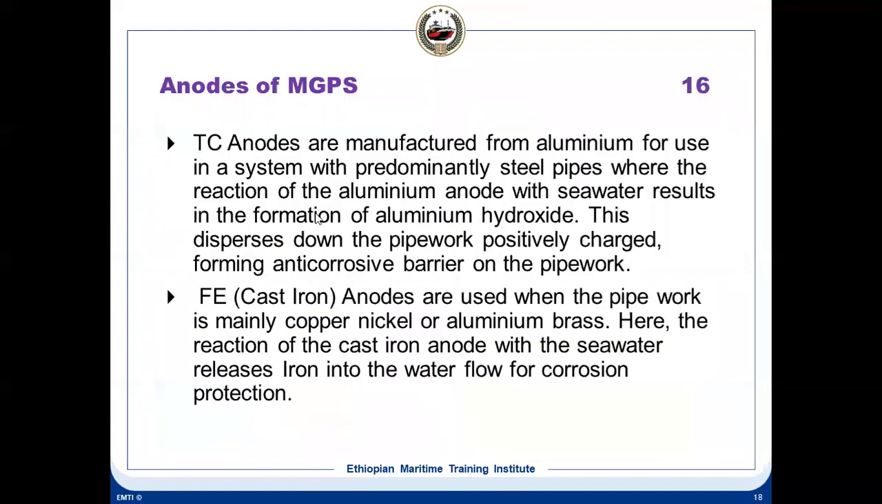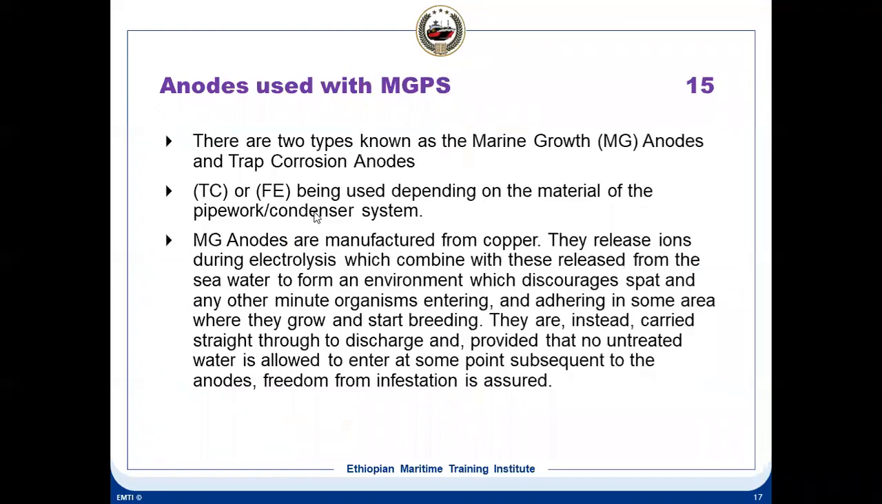Okay. So I hope you understood about this anode. There are two types, Mg anodes and Tc anodes. Mg anodes are manufactured from copper, and Tc anodes are from aluminum hydroxide. So in the electrolytic process, when you impress a DC current, this will get decomposed and the ions are produced.